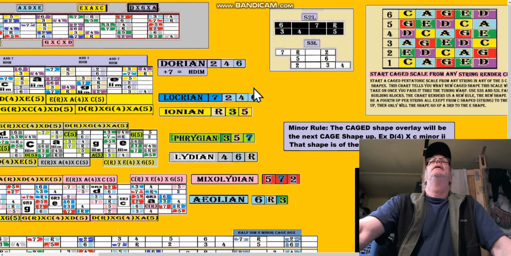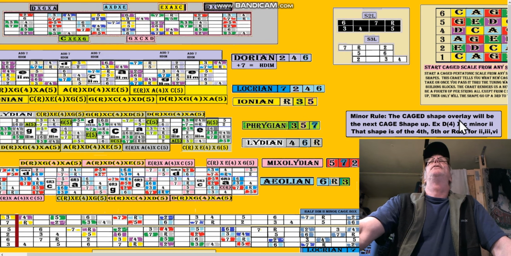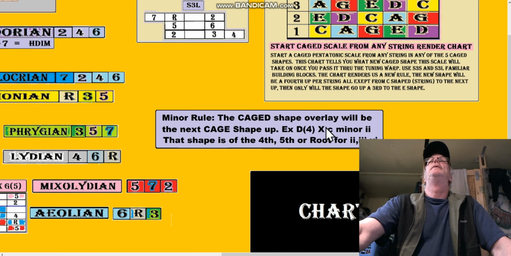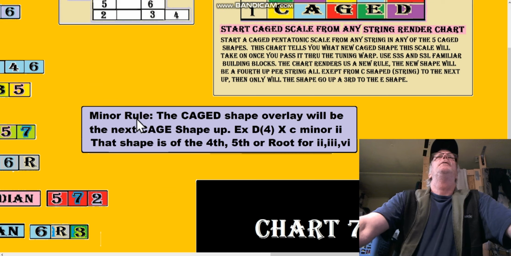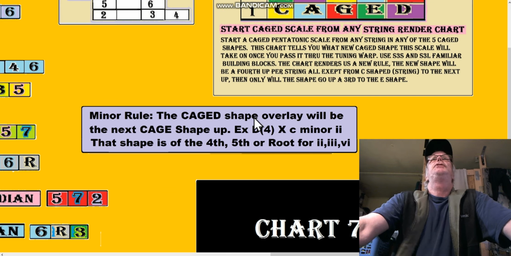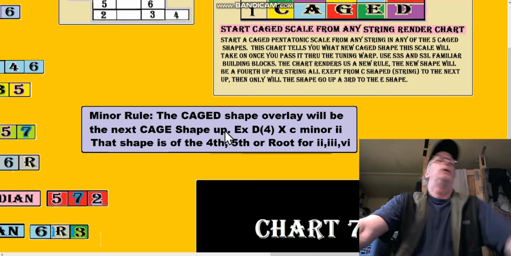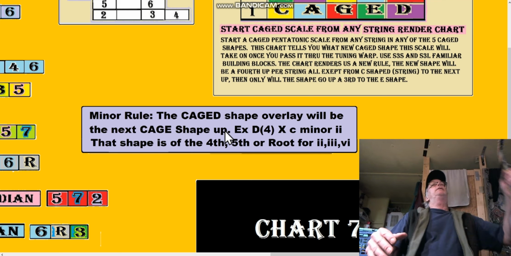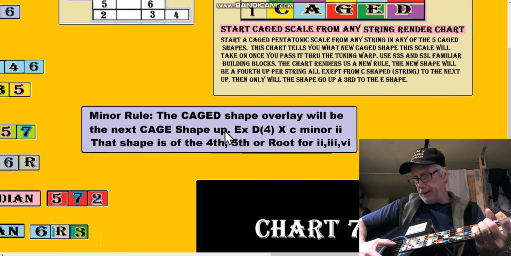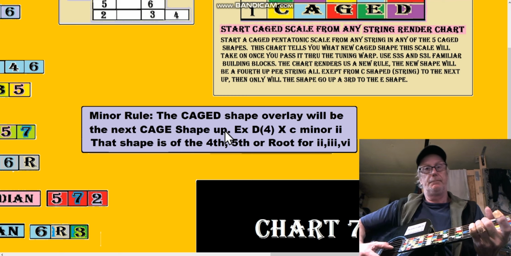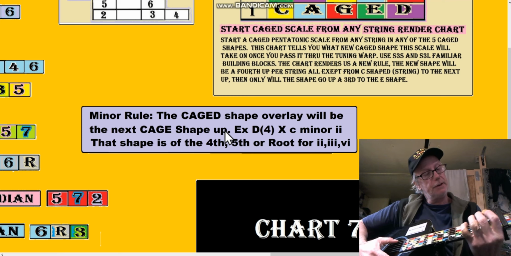All right, so let's look at what this is. This is a difficult thing here. We're going to cover this right here: the minor rule. The CAGE shape overlay will be the next CAGE shape up. So that means if I'm in, let's say, an E minor shaped Phrygian, because it's the key of C, right?